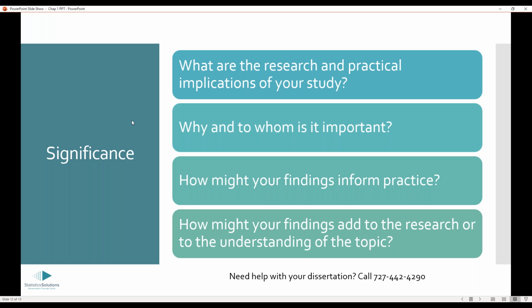Okay, and sometimes at some schools they want an additional kind of prong to this. I know Walden University, for example, is big on social change. So, positive social change. And this is school specific. Usually practical significance and research significance is enough.